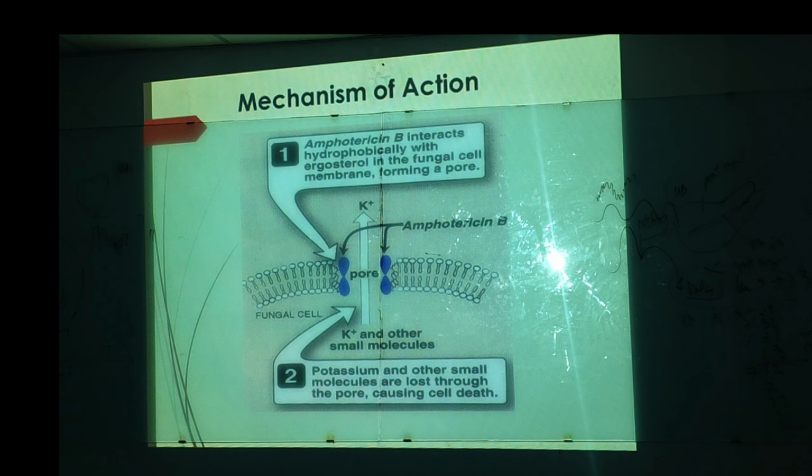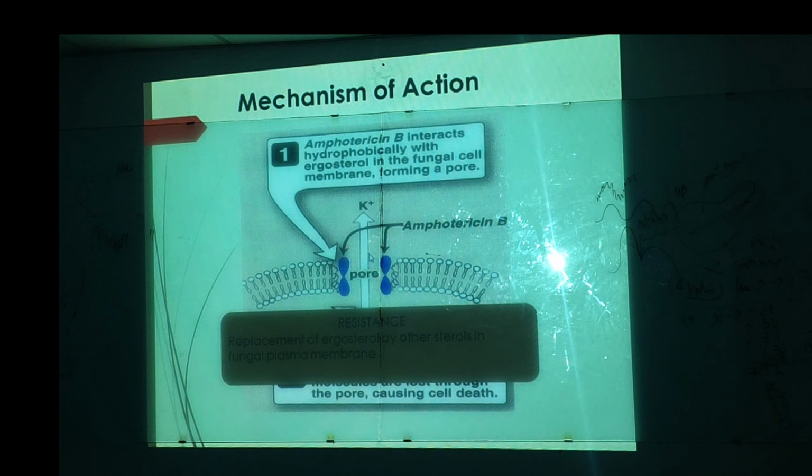So this is the graphic illustration of the mechanism of action of your amphotericin B. It binds with your ergosterol, and the binding is hydrophobic. Then they create a pore. Potassium and other small molecules are lost through the pore, resulting in fungal cell death.